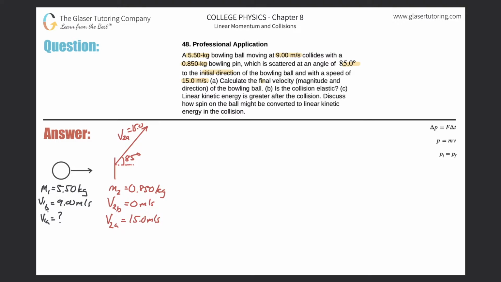The final velocity, not of A, but the final velocity of the bowling ball, object number 1. Maybe the bowling ball's scattered here, has a certain angle. Maybe it hits it and it goes this way. I don't really know. I do have an idea, but let's just pretend I have no idea where it's going to go. We'll try to do this without even knowing what the picture might look like.